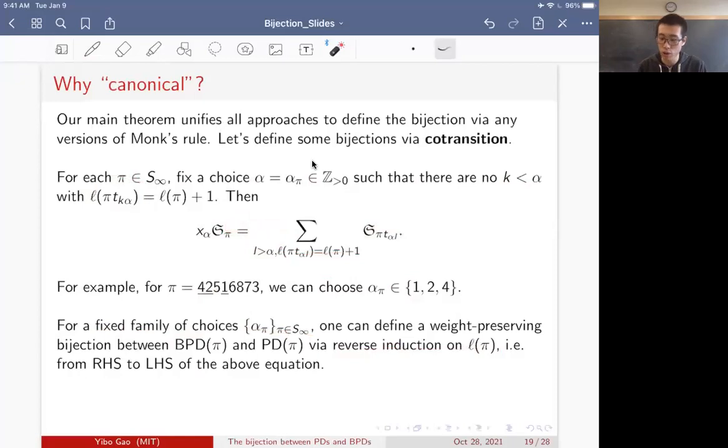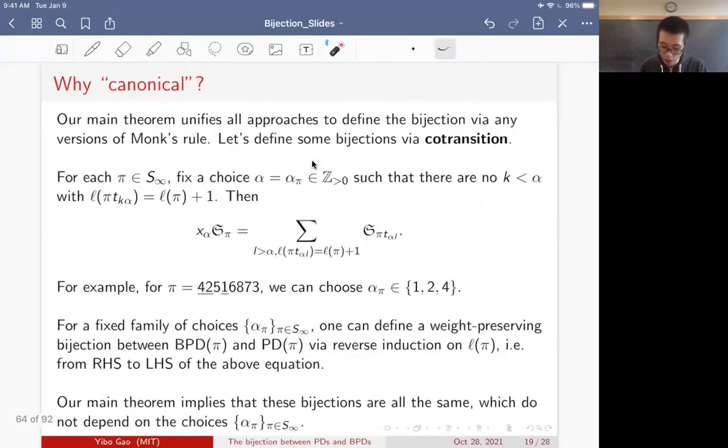So alternatively, you can also use transition, not code transition, and you do the induction from left to right. Okay. But either way, you are going to have potentially many bijections.